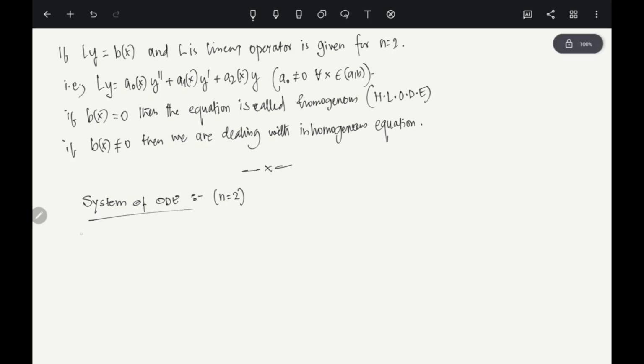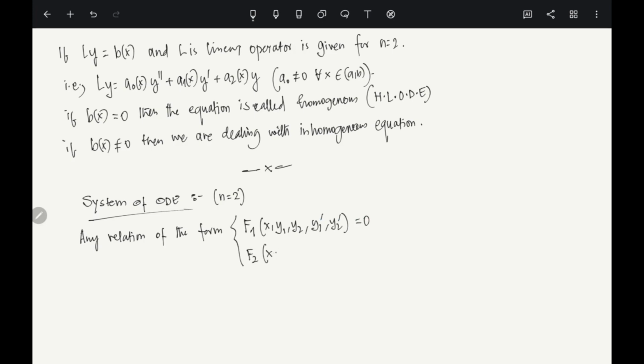Any relation of the form f1(x, y1, y2, y1 prime, y2 prime) equals 0 and f2(x, y1, y2, y1 prime, y2 prime) equals 0.